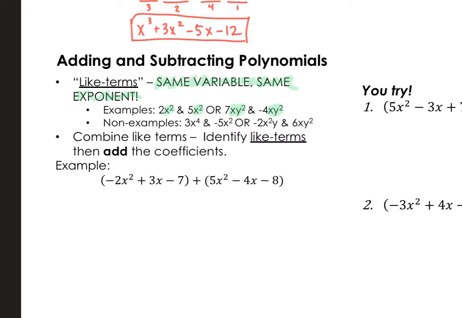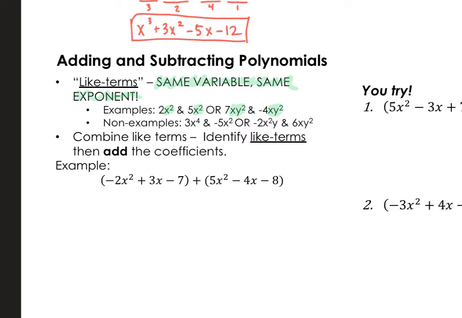So some non-examples, 3x to the fourth and negative 5x squared are not like terms because even though they're the same variable, the exponents are actually different. Likewise, on the second one, x squared y and xy squared are not like terms because in order for them to be like terms, even though they have the same variable, they have to have the same exponent.